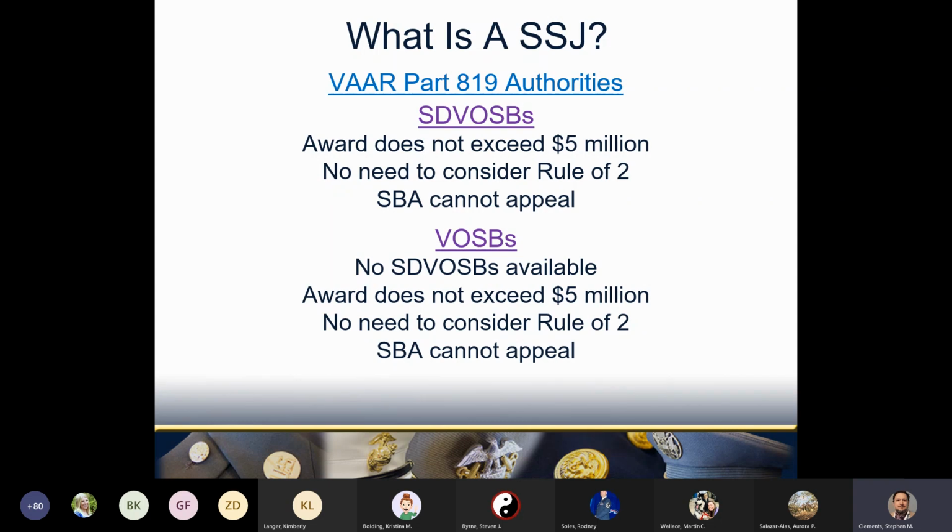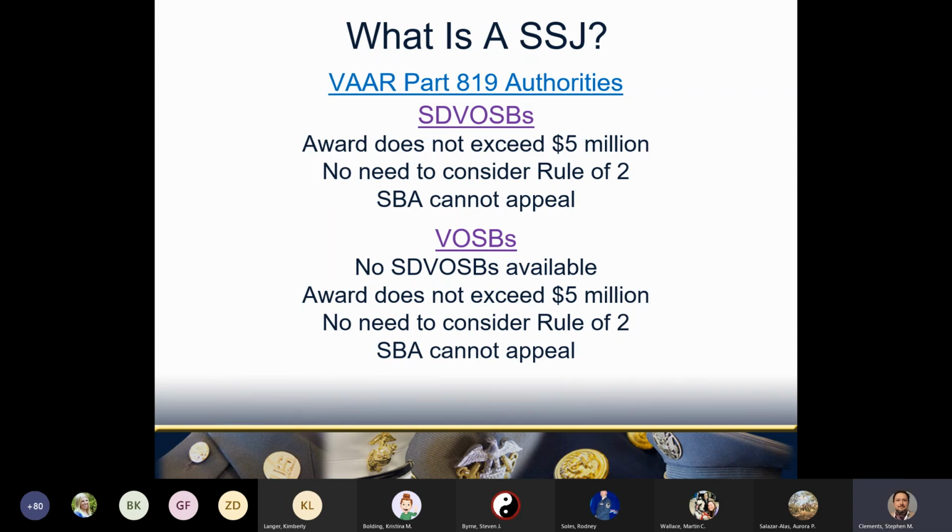And I'm going to point out that the VAR SDVOSB authority is different than the one the FAR gave us. The VAR puts a price ceiling at $5 million regardless of the NAICS code used. And also, the CO does not need to even look for 2 or more SDVOSBs that can do what you're looking for in order to use this authority. They can just do it.